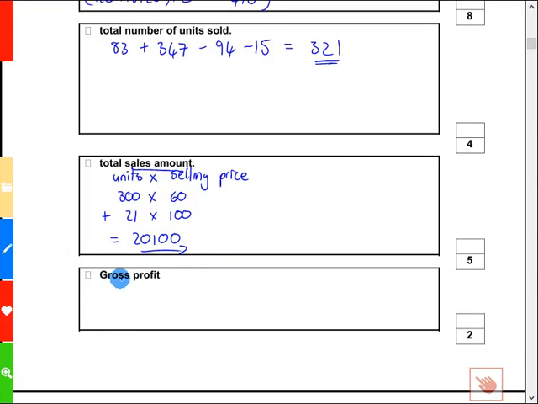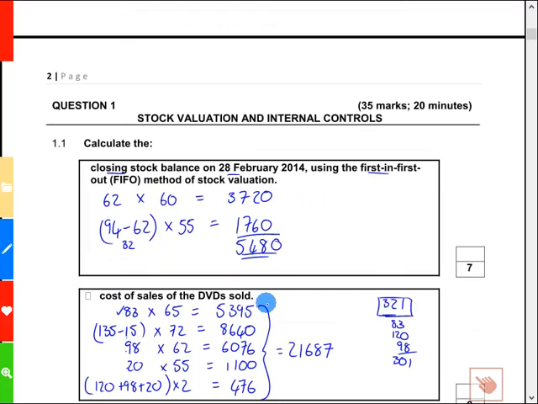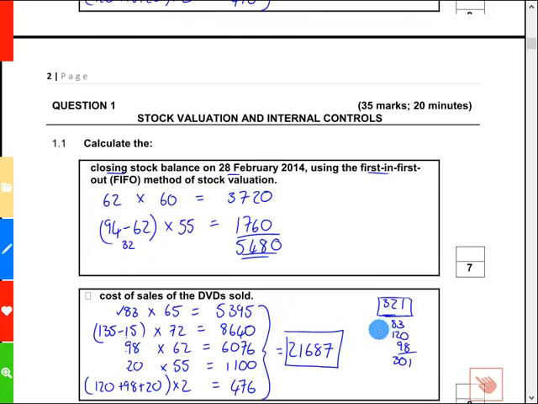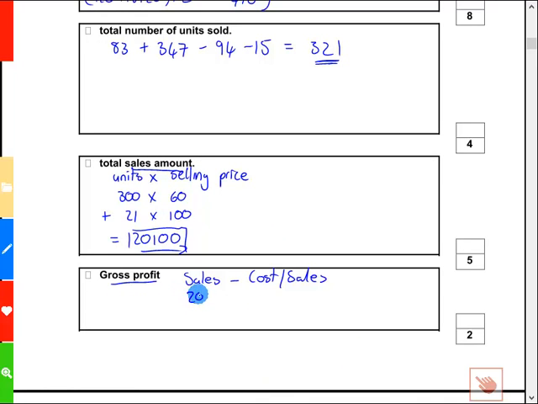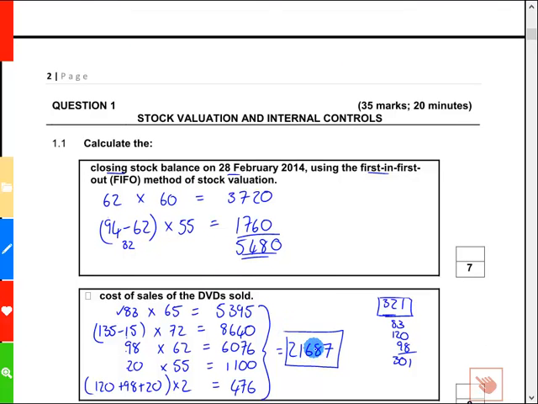Then the next question asks us to calculate the gross profit, which is very easy. How do we calculate gross profit? It's sales minus cost of sales. And we already have both those figures. Here we've got our sales figure, and here we've got our cost of sales figure. So sales is 20,100, cost of sales is, and even if you get this wrong, make sure you use the correct logic. Okay, so even if you have the wrong amount, if you use the correct logic, you will get the mark through marks. So 21,687.